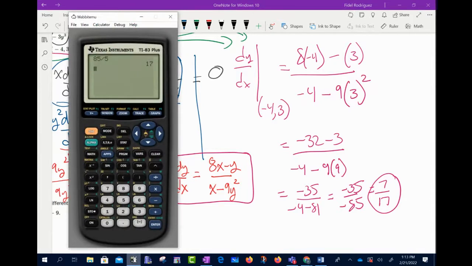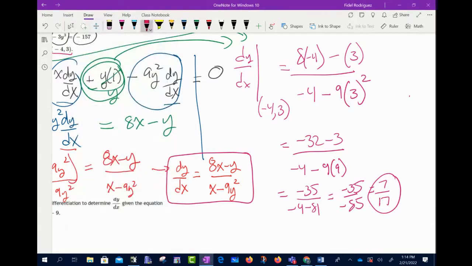You see what I'm doing now? Did I go too fast there? So look, 35 over 85, right? If I do this, it gives me a decimal. But if I convert it back to a fraction, 7 over 17. You see what I'm saying? Are we good? Yeah? Okay. So let me ask you a question.